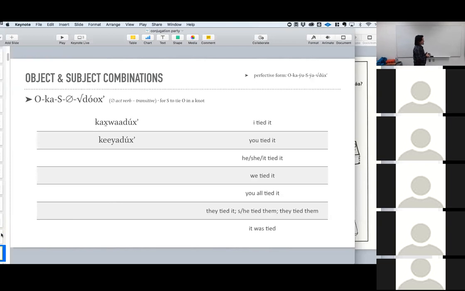Kiyaduch. She or he tied it. A kawaduch. Right, so we get the A in the front. A kawaduch. We tied it.